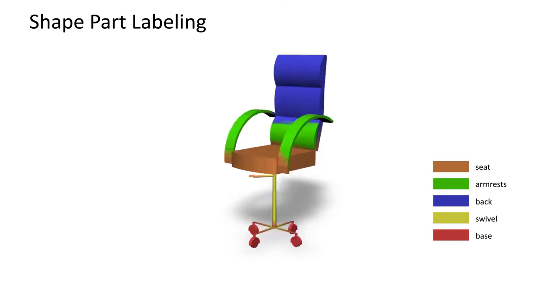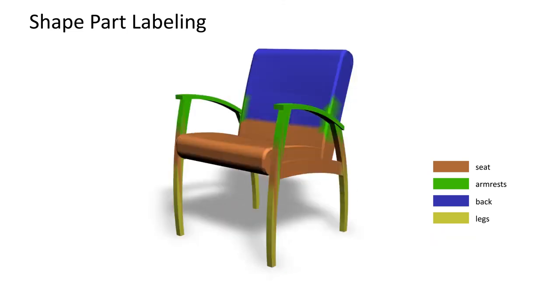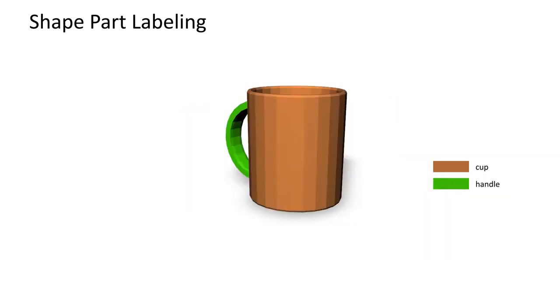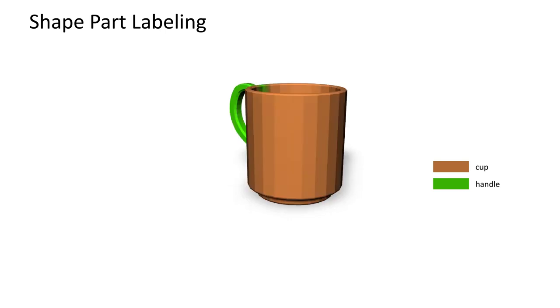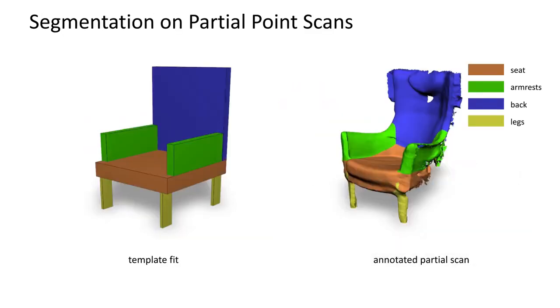The optimized templates allow for part annotation, which effectively transfers structural information onto the shape. This can be done for all shapes in the database. And for partial scans as well.